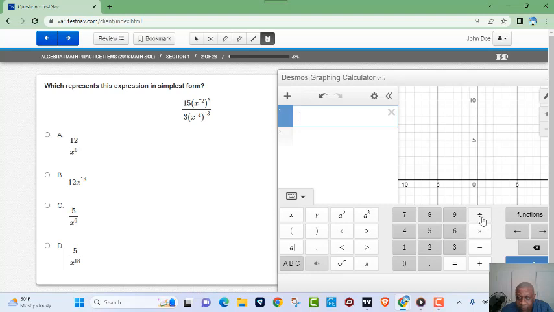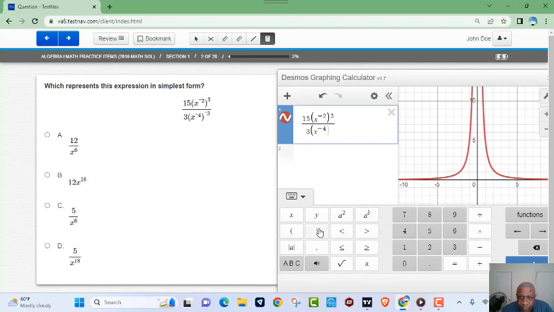So let me put my division symbol. And on the top, I have 15 parentheses x to the -2 being raised to the third power. And that's being divided by 3 parentheses x to the -4. And that's being raised to the -3 power.